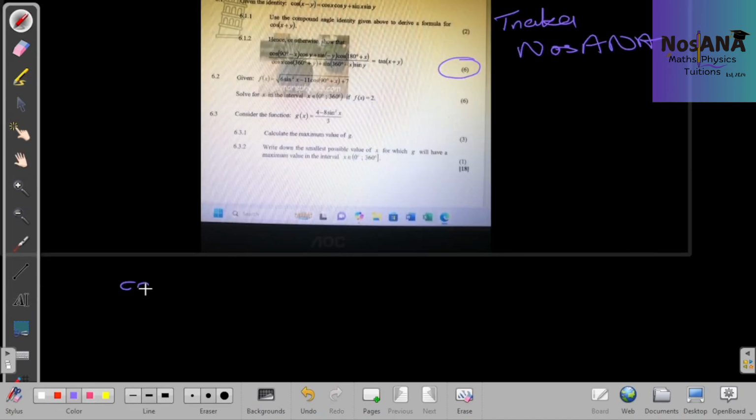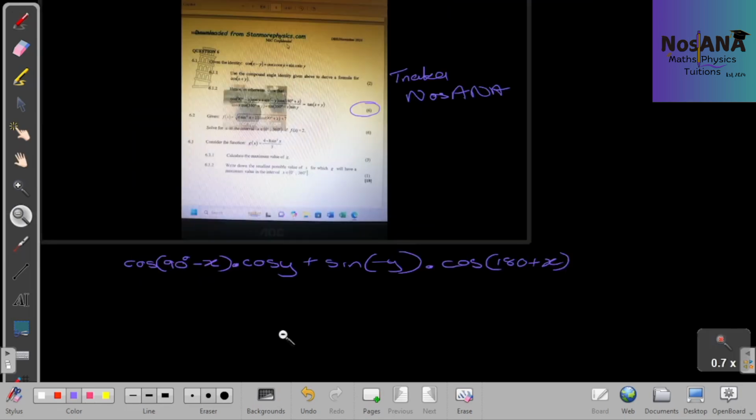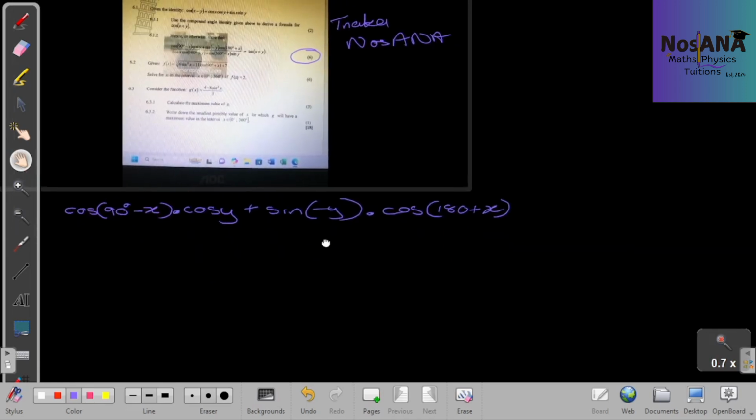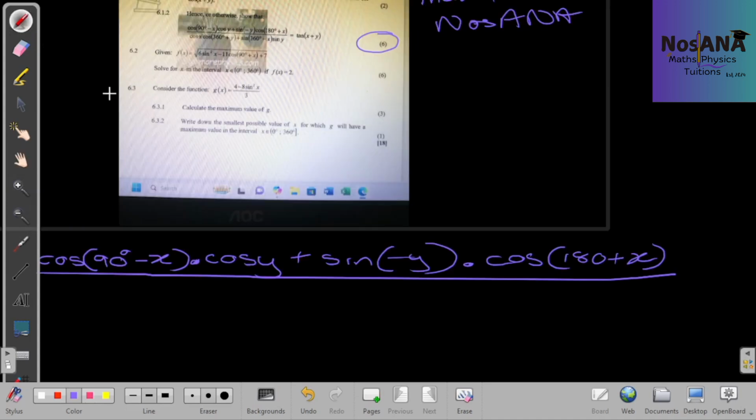We have cos 90 degrees minus x, right? It looks like a long question, but it is not an issue. The longer the question is, the better, so that we actually get an overall understanding of what we are working with. So I'm rewriting this.